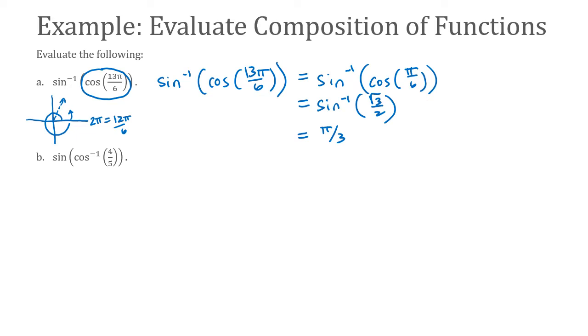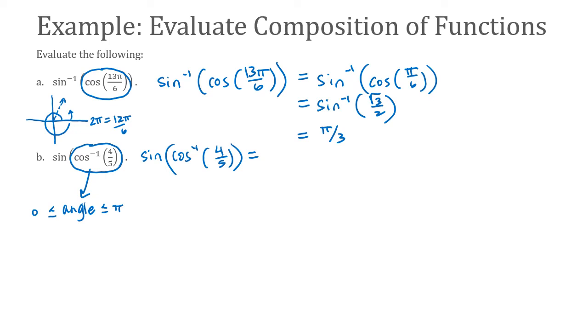Part B says to find the sine of inverse cosine of 4/5. All right, so what does that equal? Starting on the inside, we need to find the angle. So this output is going to be an angle, right? And since we're talking about cosine, it has to be an angle between 0 and pi. That's what the angle has to be for inverse cosine.